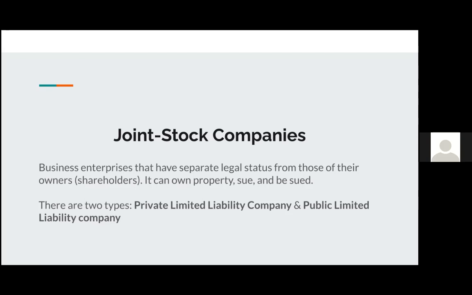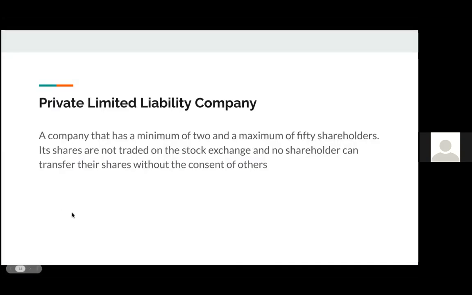We have two different types. We have private limited liability companies and public limited liability companies. A private limited liability company is a company that has a minimum of 2 and a maximum of 50 shareholders. Its shares are not traded on the stock exchange, and no shareholder can transfer their shares without the consent of others. So when you start this company, everybody comes in and you decide how many shares there are going to be and how it's going to be divided between the different people in the company. You can't alter that, or to alter that, you have to make sure that everybody else is in agreement.